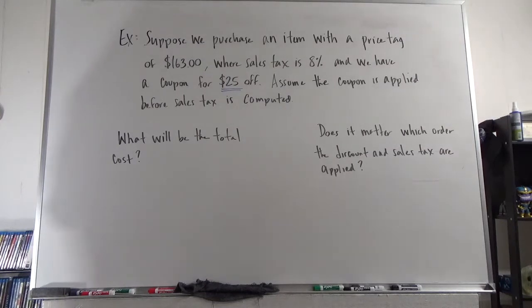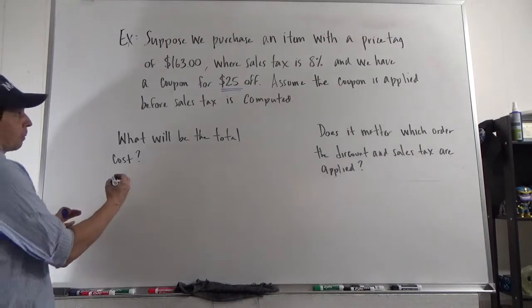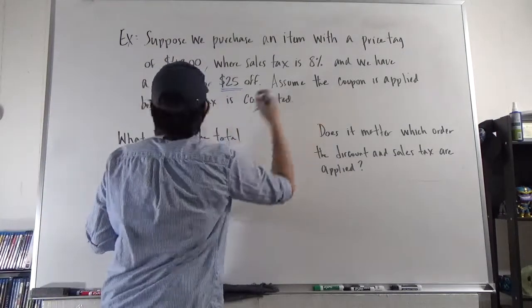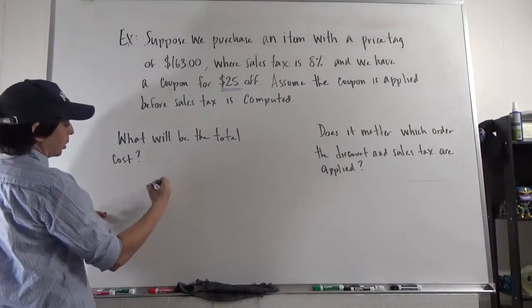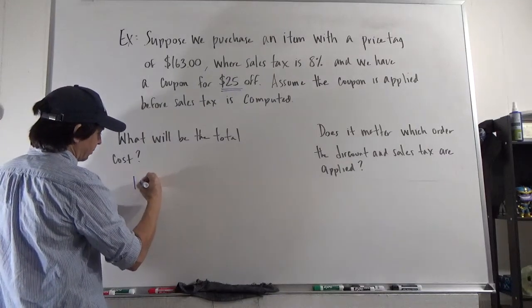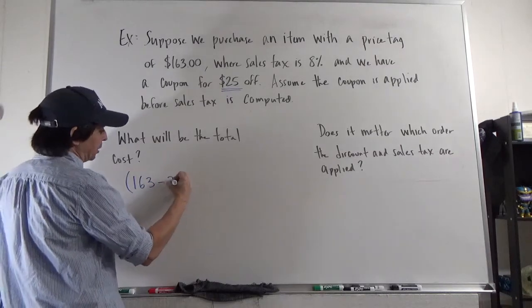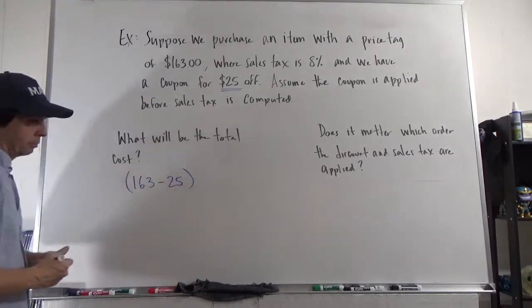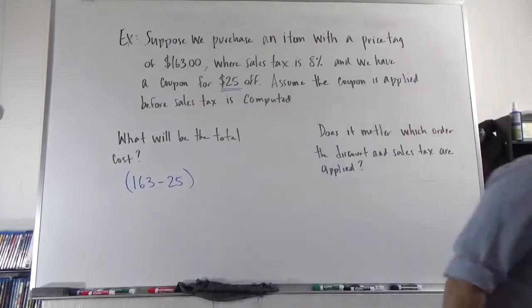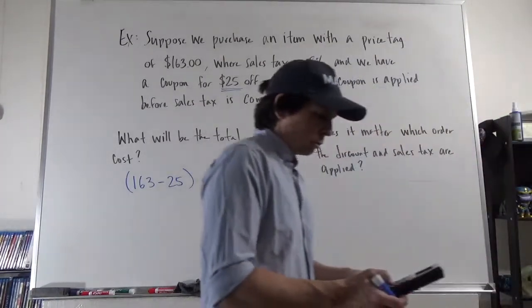Okay, and since we're not going to get into this too much, I'm going to go ahead and write one computation. I'm going to use a lot of mathematical grouping. So the idea is, it says apply the coupon first. So we would take 163 and we'd subtract $25 off of that. And that'll give us the amount after we take off $25, obviously.